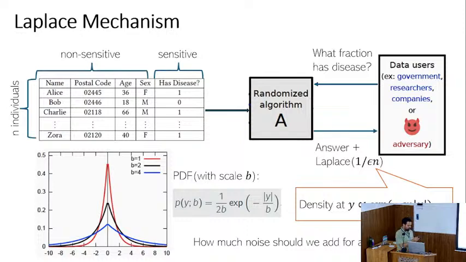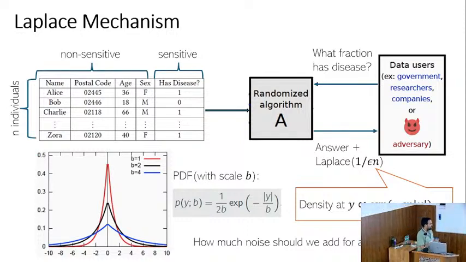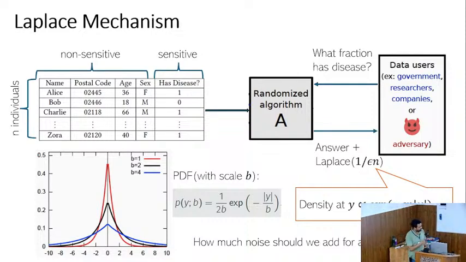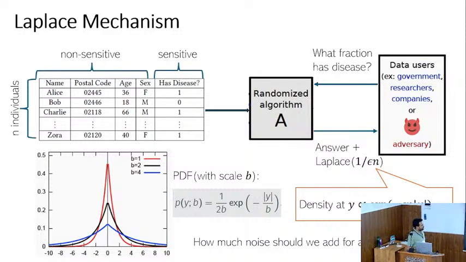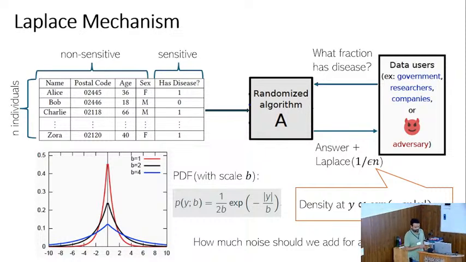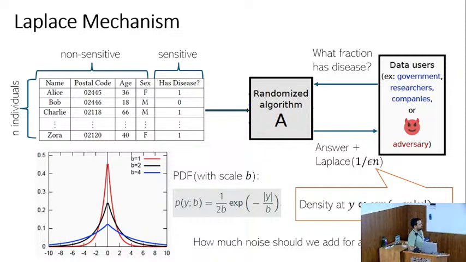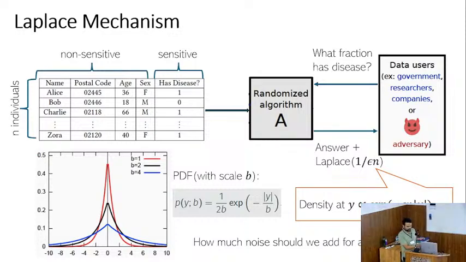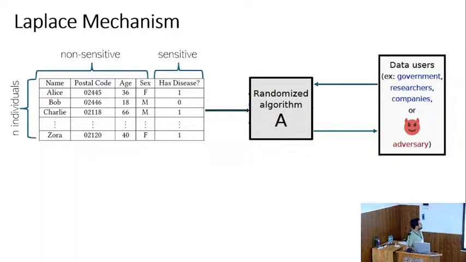Okay, so now for every specific query, how much noise should we add? The noise should be dependent on the query. So if the query changes, we can add a different level of noise. Obviously the distribution will be the same Laplace, but the scale of the noise will now depend on the specific query at hand. Alright, any question till now about this? Okay, if not, let's go on.